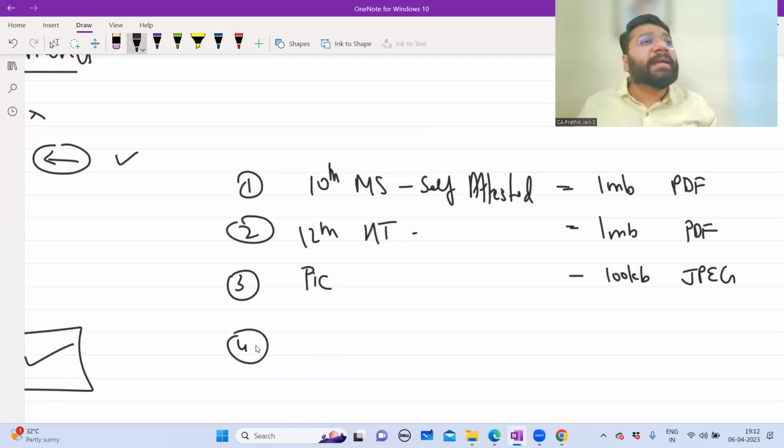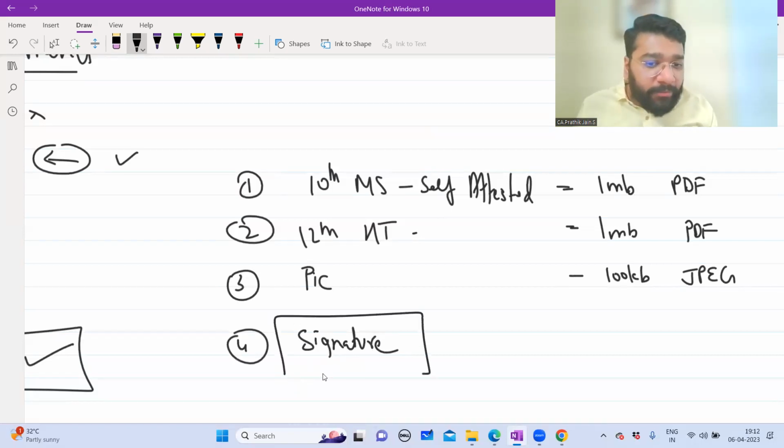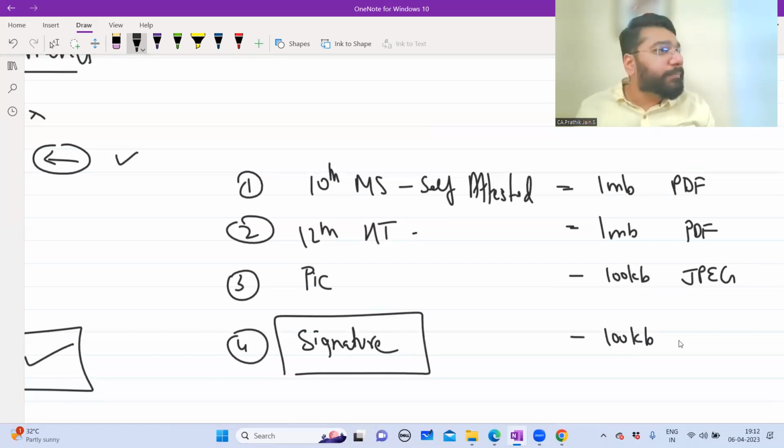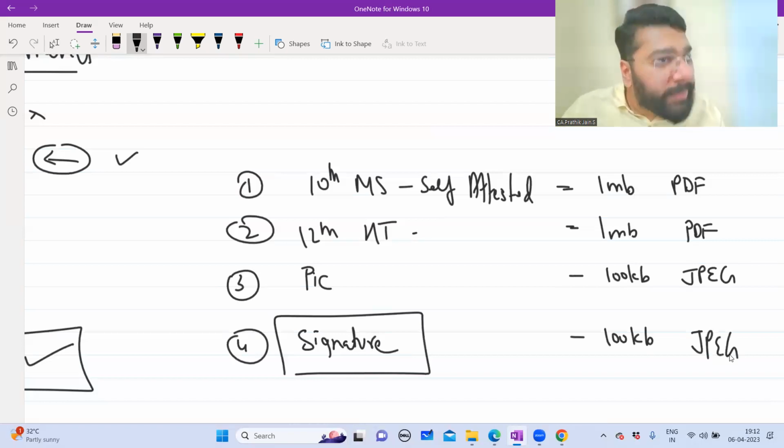And the fourth one is, take a white paper and put your signature on it. Take a photo again from the camera and crop it. This also should be 100 KB and in JPEG format. These are the 4 documents that you have to keep ready.